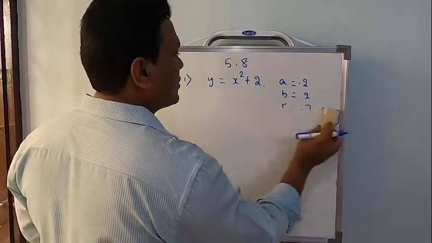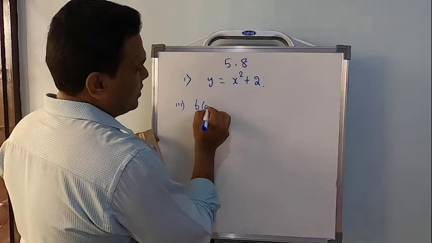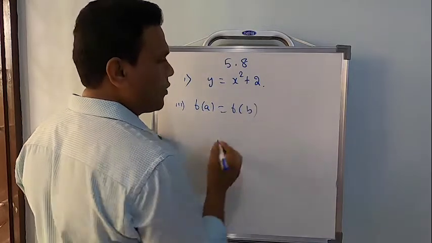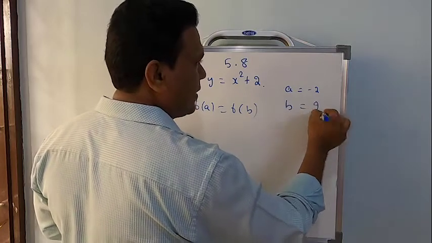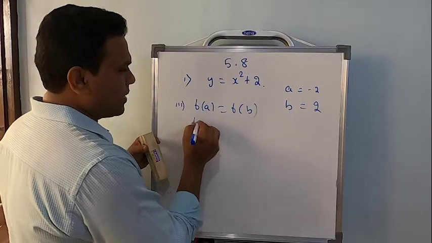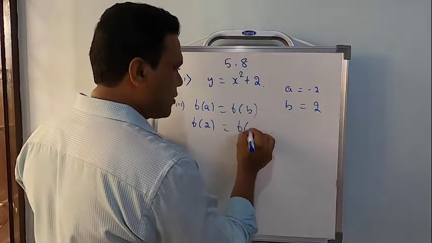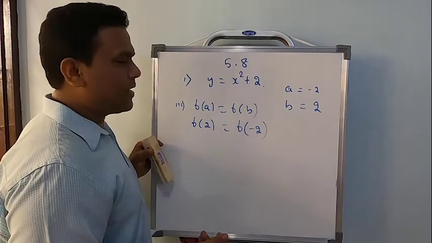What is the third condition? Third condition, I need to check whether f of a equal to f of b. What is the value of a? They mentioned minus 2, and what is the value of b? They mentioned it as plus 2. Right. So f of a means f of minus 2, f of b means f of 2. I should check whether they are equal. If it is equal, I will proceed to find out f dash of c.